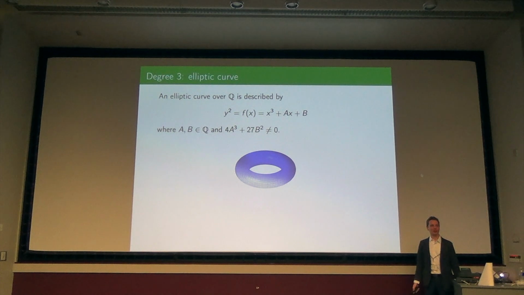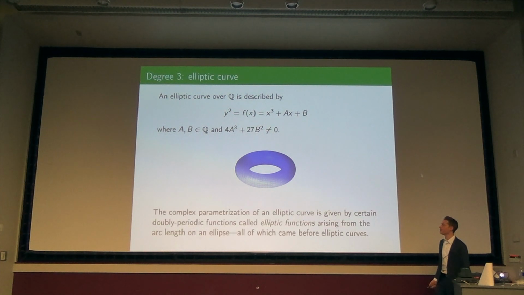Okay, so it's only a surface. It's not the thing that's filled in. It's really just a two-dimensional object. I tried to indicate that with the picture there. Okay, now why are these called elliptic curves? Where's the ellipse, you might ask? The answer is there is no ellipse.